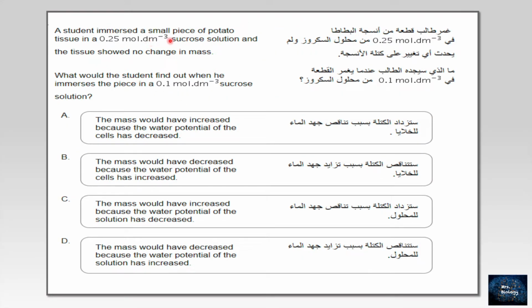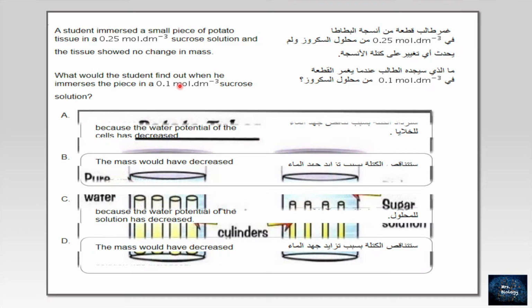Now, a student immersed a small piece of potato tissue in a 0.25 mole per decimeter cubed sucrose solution, and the tissue showed no change in mass. Good. What would the student find out when he immerses the piece in a 0.1 mole per decimeter cubed sucrose solution? If we just compare the concentrations, we will find out that he added water here. That means we increase the water potential here. So what will happen? Let me display this figure that will simplify the whole concept.